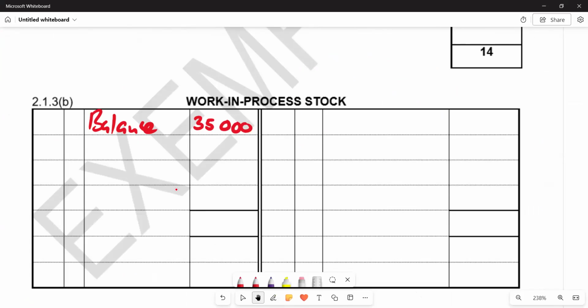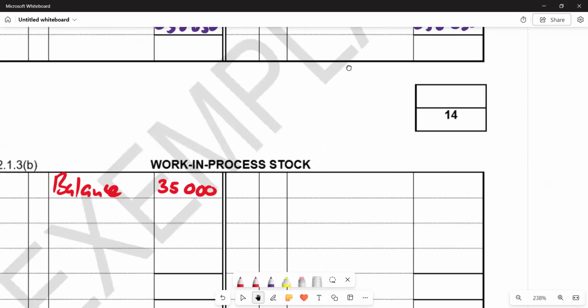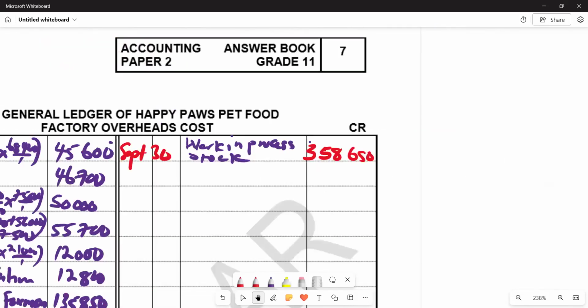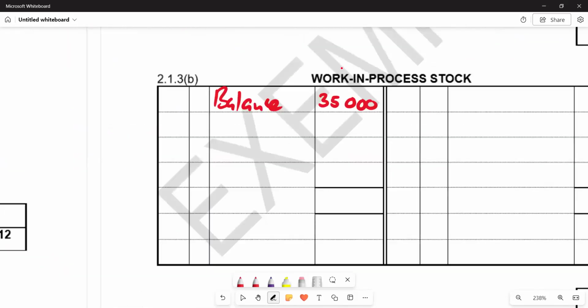So we are also able to go, we have to transfer that factory overhead cost figure from our factory overhead cost, which is going to be this one. So let's just try to see this figure that we remember we are debiting to the work in process stock. So we come in, so put in our details. We are saying this is from factory overhead cost. So this is the figure that we have, which is 358,650.